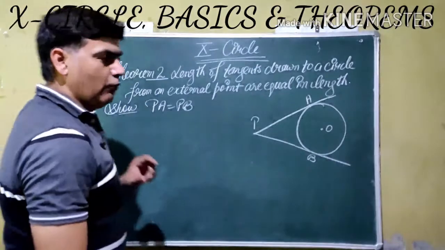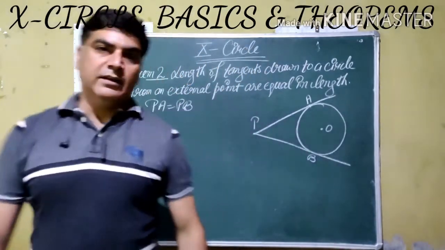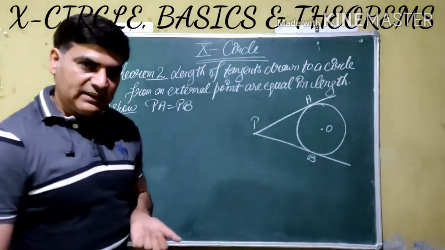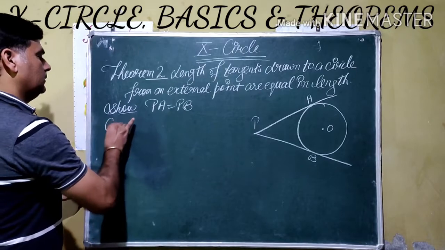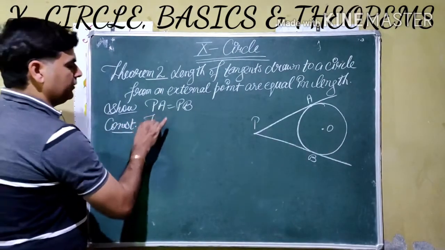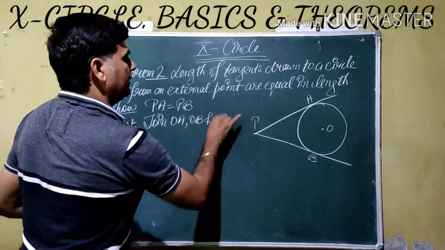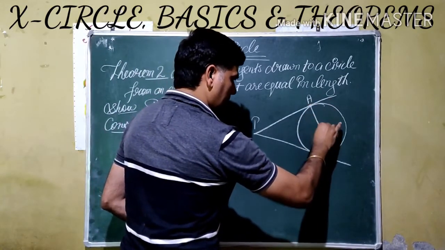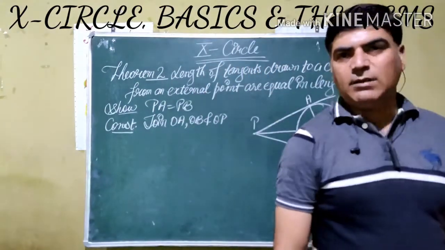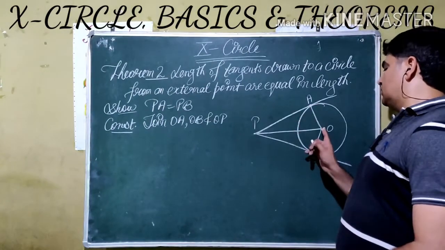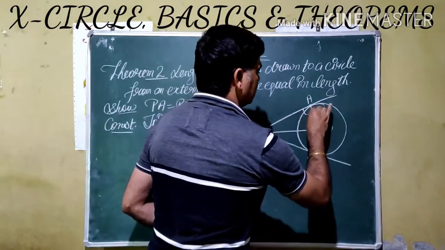To prove any two lengths are equal, we need to prove two shapes are congruent. But here there is no triangle. To make the triangles we need to join some line segments, which means we need a construction. So in the construction we are going to join OA, OB and OP like this. As we did in the previous theorem, the line segment joining the point of contact of the tangent with the circle to the center of the circle is perpendicular to the tangent. This is 90 degrees, this is also 90.